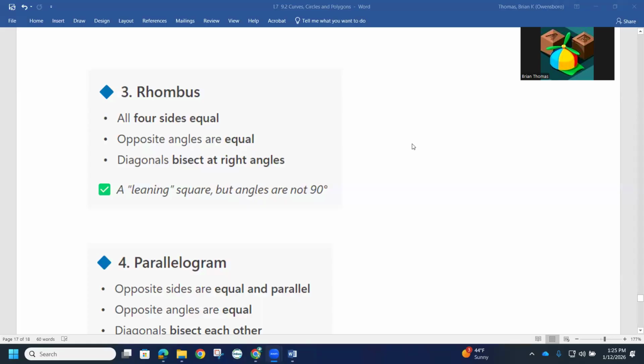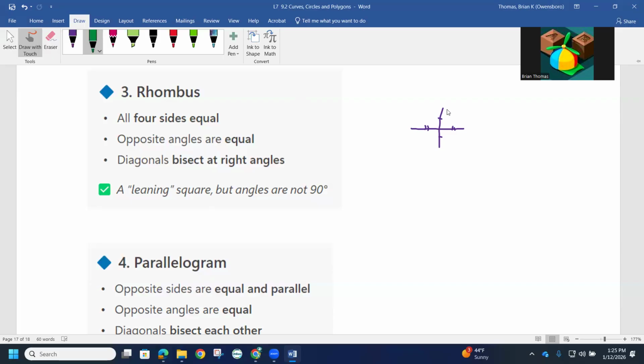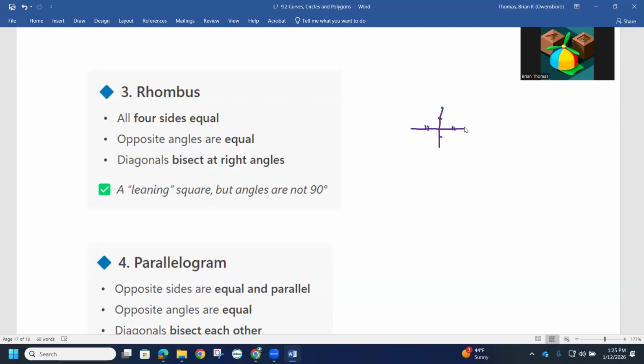So in drawing a rhombus, usually what I do is I draw a line segment and then I draw another line segment. It doesn't have to be the same distance, but it has to be cut in two equal pieces. So this segment and this segment are equal, and this segment and this segment have to be equal. So this is what's called a perpendicular bisector. So when I do that, I can construct a rhombus by connecting the outer endpoints here.